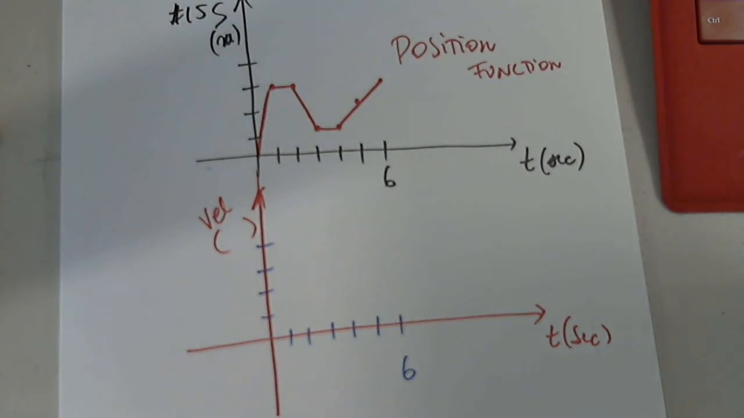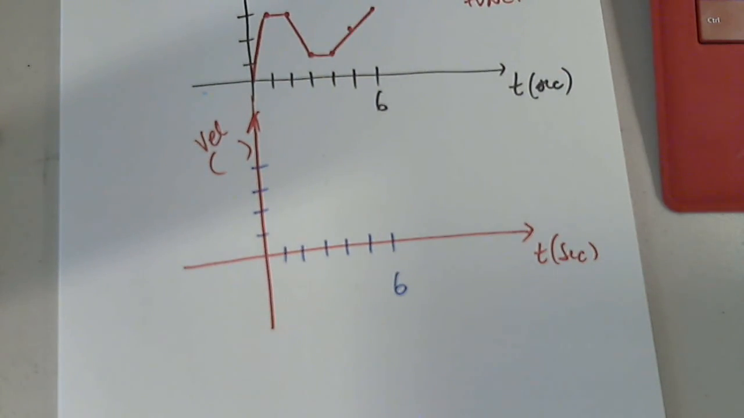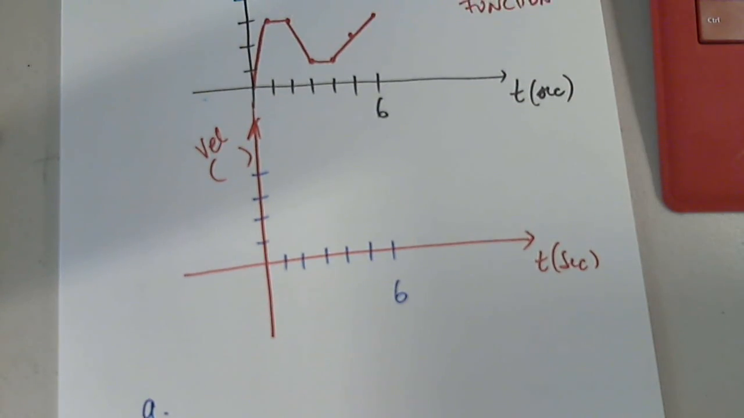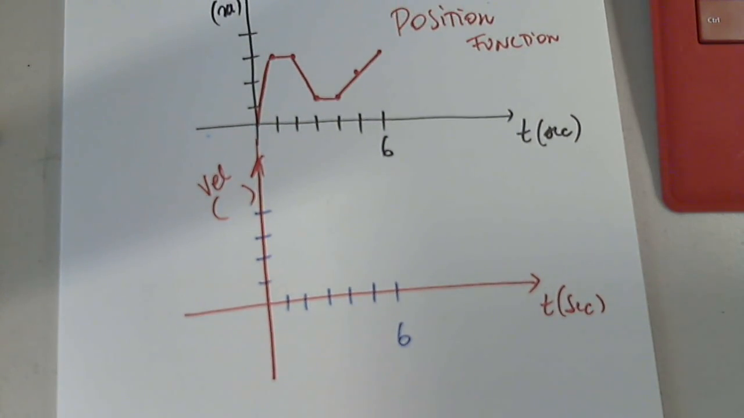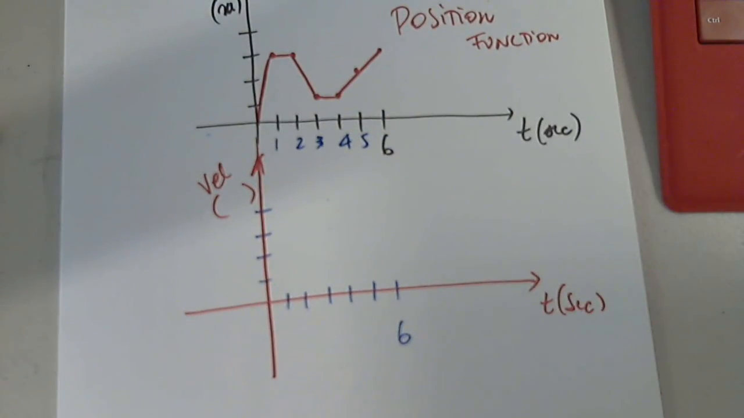A particle starts by moving to the right along a horizontal line. The graph of its position function is shown in the figure. When is the particle moving to the right, moving to the left, standing still? That's our first question, part A. When is it moving to the right? When is it moving to the left? And when is it standing still? So 1, 2, 3, 4, 5. So let's decompose it piece by piece.